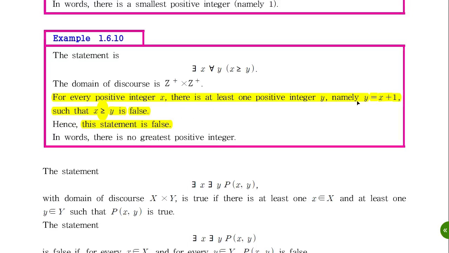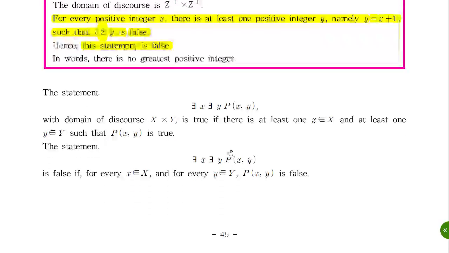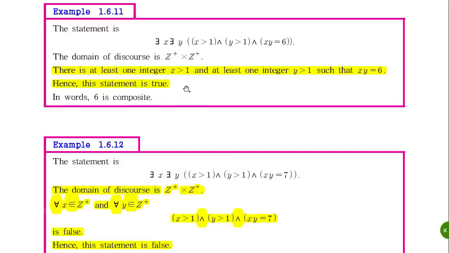But this is false, because if we choose y equal to x plus 1, then this y is always bigger than x. So in Z plus, that is false. Something like that. Example. Similar.